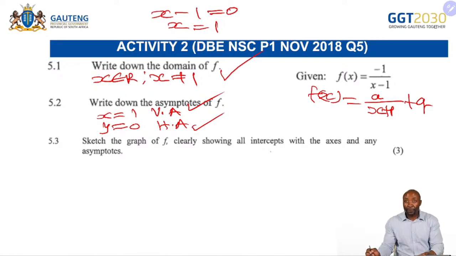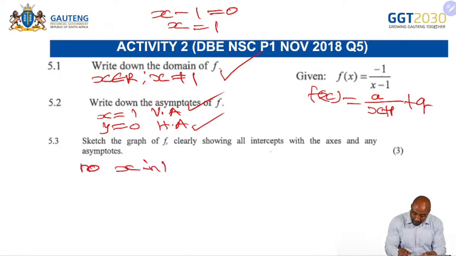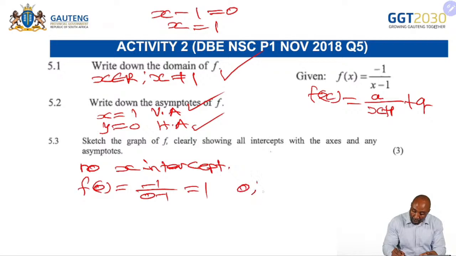Then sketching the graph, we know we need our x-intercepts. In this case, we will not have an x-intercept because y equals 0 is our asymptote, meaning our x-axis is our asymptote. So you state no x-intercept. For us to get the y-intercept, we know that our x must be 0: negative 1 over 0 minus 1, and that will give us 1. So our y-intercept is (0; 1).